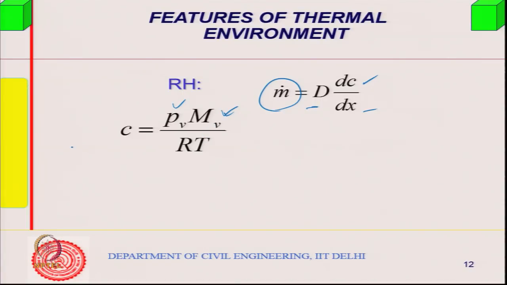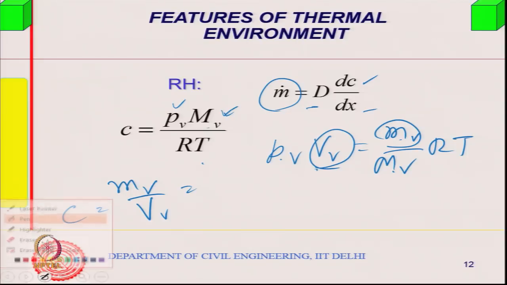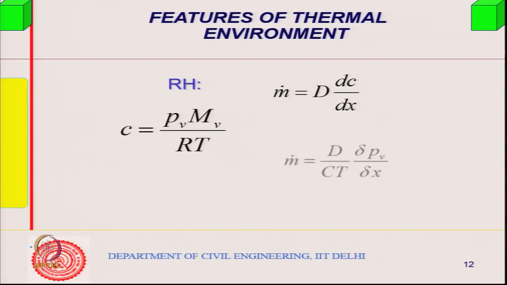If you remember, we had PV Vv equals mv divided by Mv into RT. So, concentration will be given by mv divided by Vv. Concentration is nothing but mass per unit volume, mv by Vv, and therefore it follows from here that C equals Pv Mv divided by RT, right. So, that is what it is.